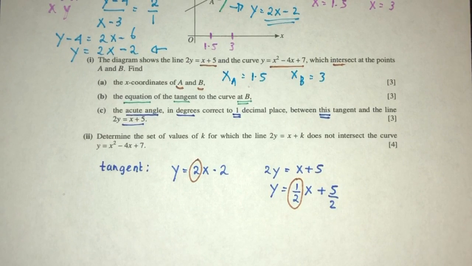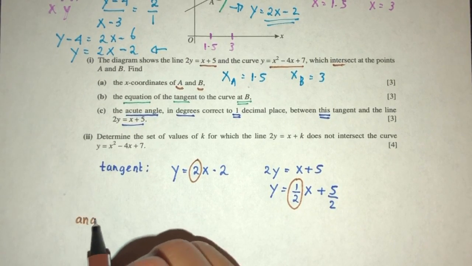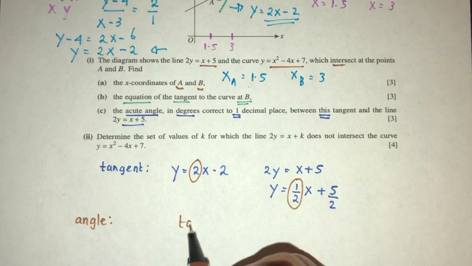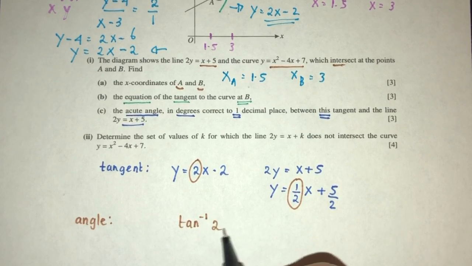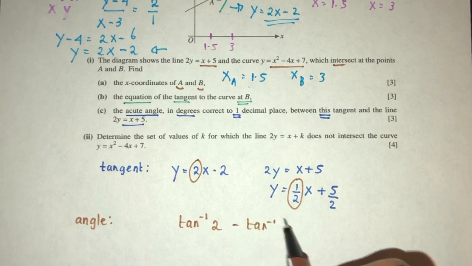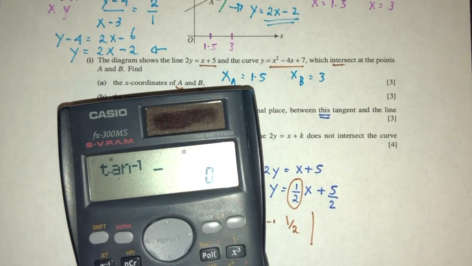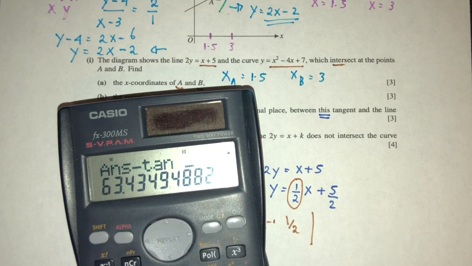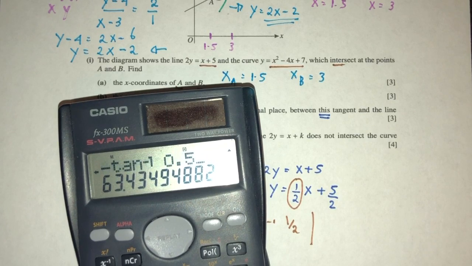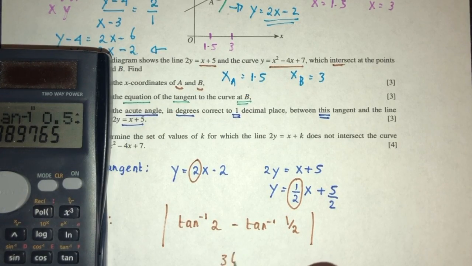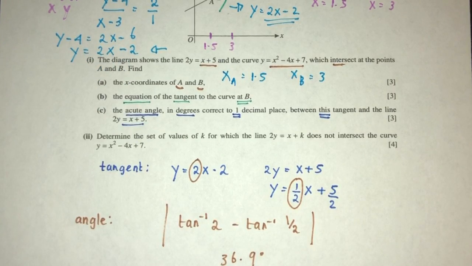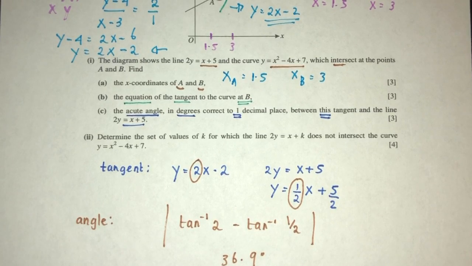So we have to use the gradients to find the angle. Angle will be tan inverse of 2 minus tan inverse of half. That will be the modulus, so tan inverse of 2 minus tan inverse of 0.5. That should be 36.9 degrees for your answer. Okay, so this is how you find the angle between two lines by using the gradient.